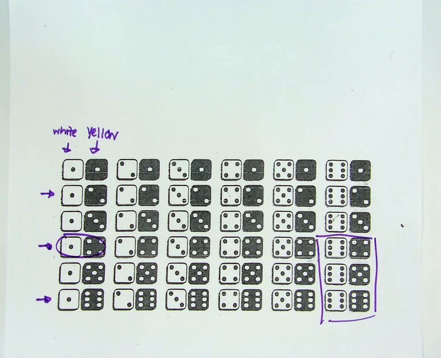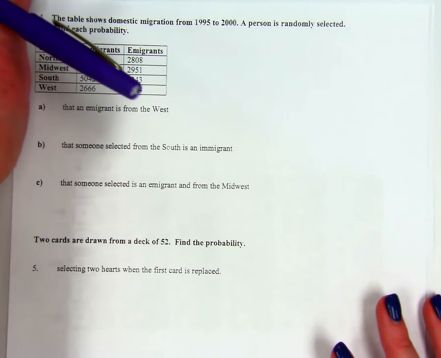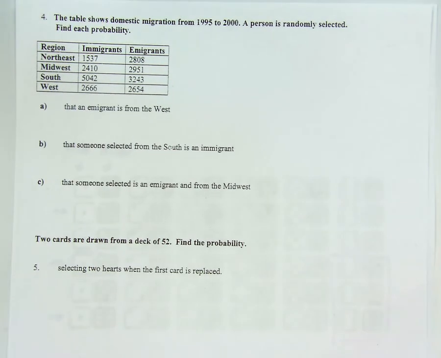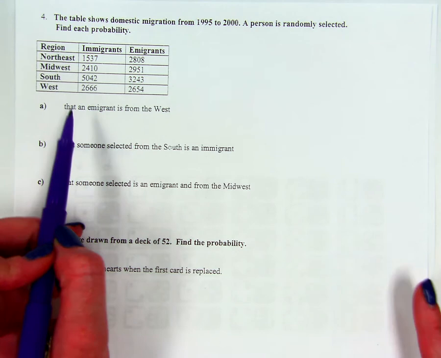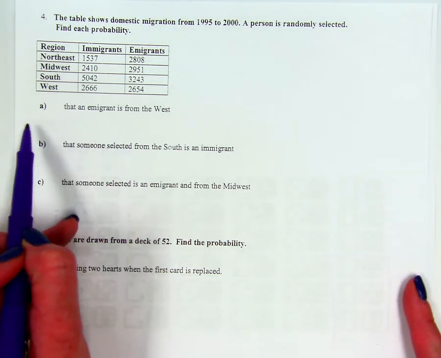So make sure you hang on to that die sheet. You also have the sheet with the cards as well. So let's look at number 4. Number 4 is a little bit different. We're not going to use either of those sheets on that. So we have the table shows domestic migration from 1995 to 2000, and a person is randomly selected. So we're going to find each probability.